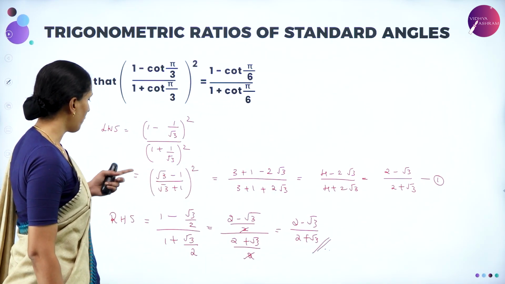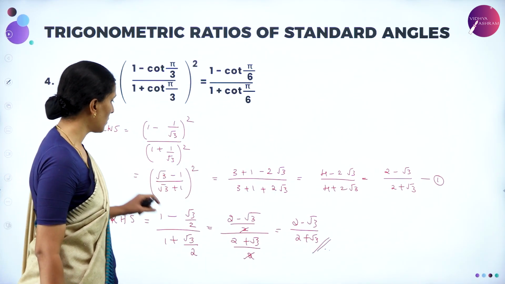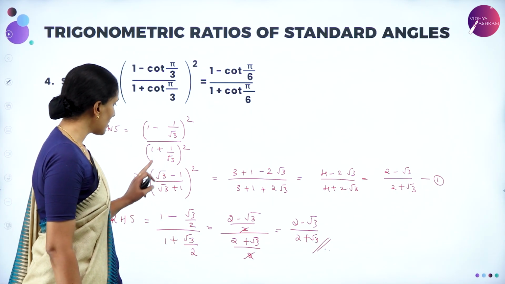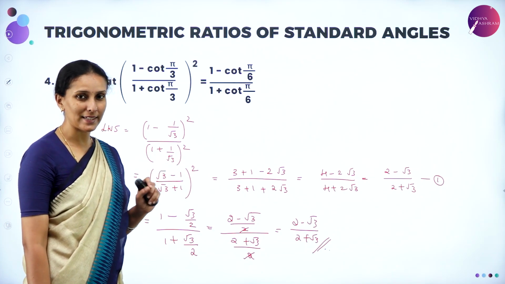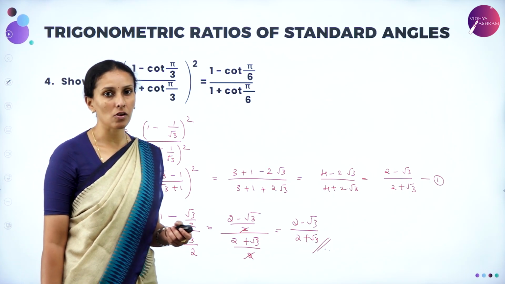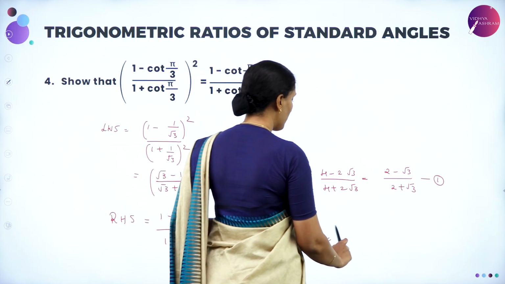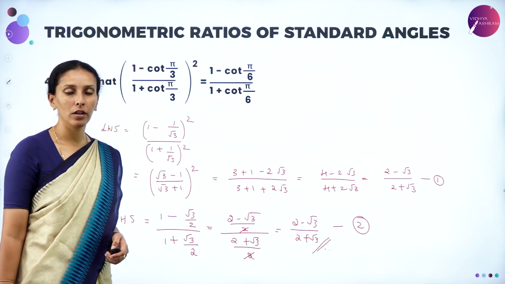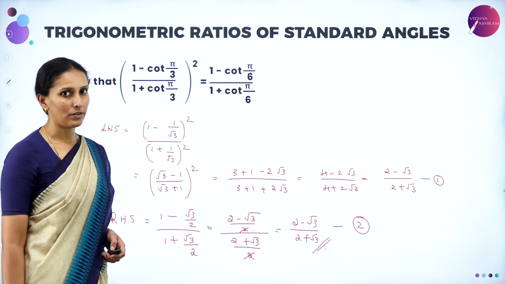Here we have the cot values and here we have the cos values. So therefore 1 minus cot pi by 3 divided by 1 plus cot pi by 3, whole square, is equal to 1 minus cos pi by 6 divided by 1 plus cos pi by 6. So from this we can see equation 1 and 2 have the same values. Therefore the LHS is equal to RHS.